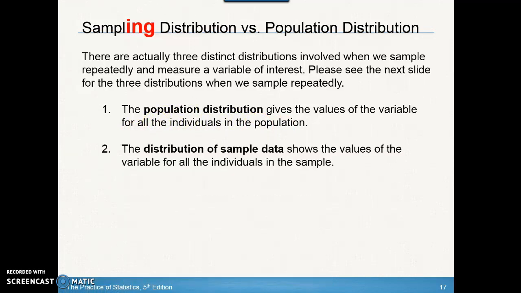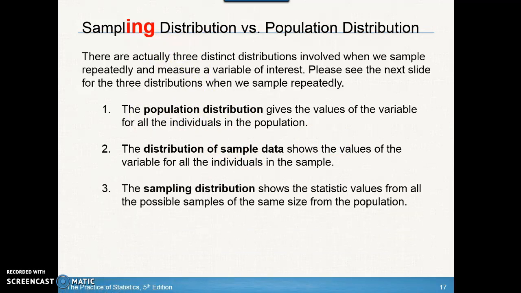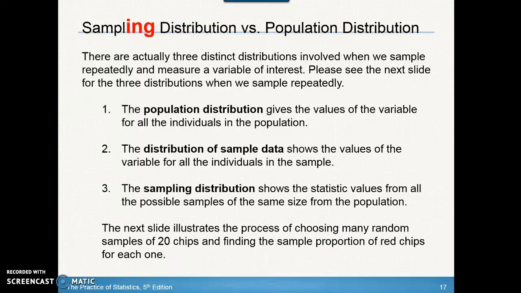The distribution of the sample shows the values of the variable for individuals in a sample. So I took a sample and put that in a distribution. Population distribution, did the entire population, put that in a distribution. The sampling distribution shows the statistic values from all possible samples of the same size from the population. So the sampling distribution is sort of like taking all the possible statistics and putting that in a distribution. Now I'm going to explain what that means a little bit more on the next slide.